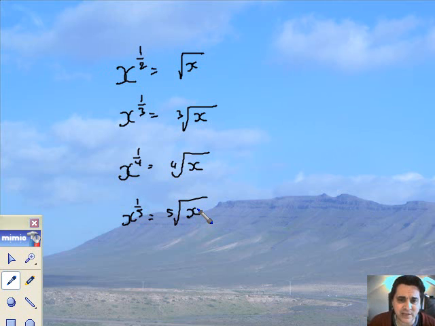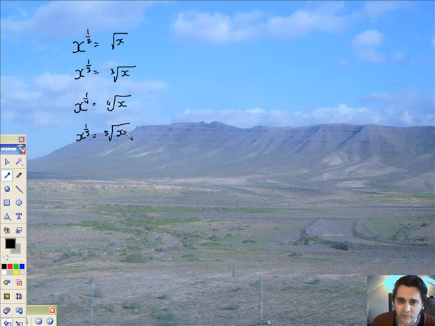But for now, get that into your face. Think beyond square root. Think beyond cube root. There's such a thing as a 4th root.